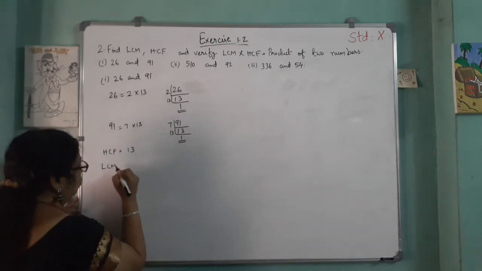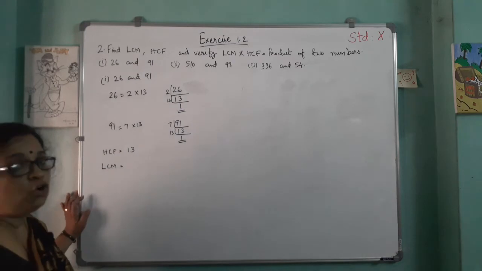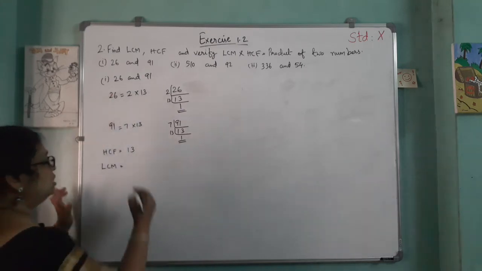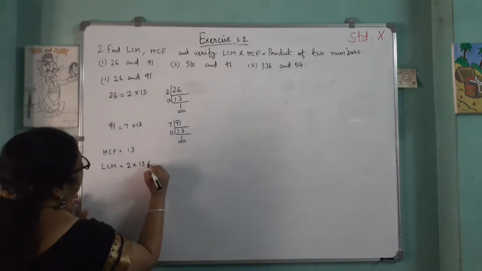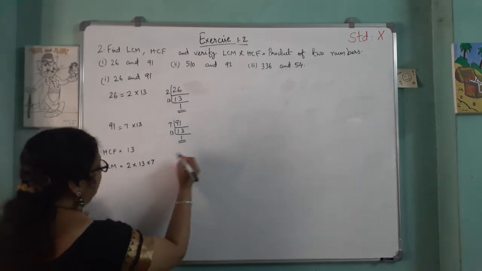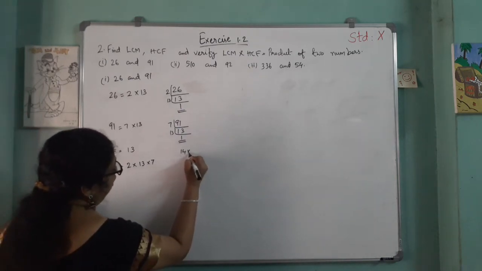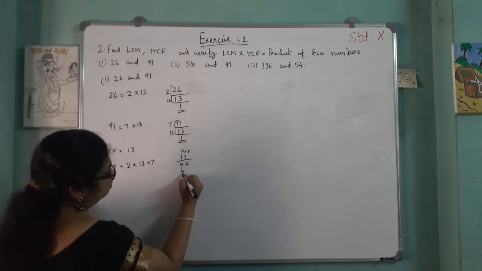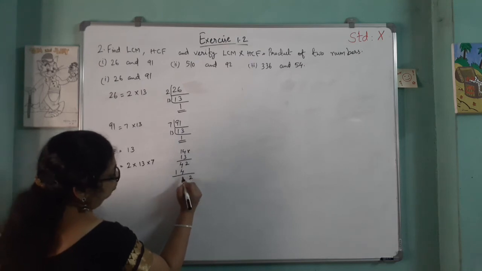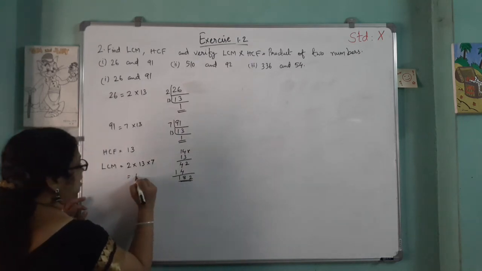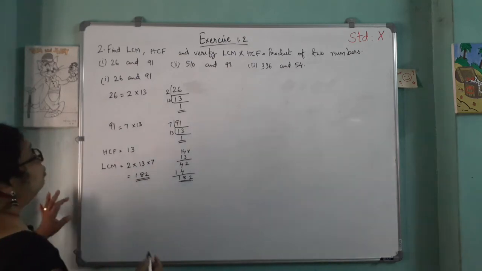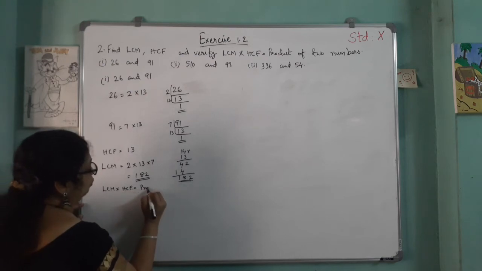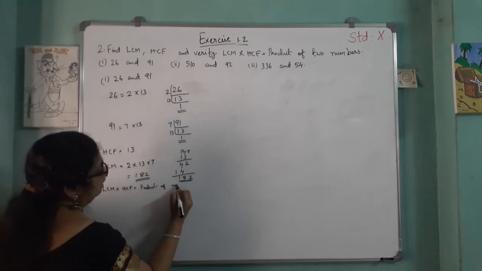Then LCM is equal to greatest power of each common factor in the included numbers. So here the greatest power of 2 is 2 and 13, 13 and 7. So we can multiply 13, 2 7s are 14. So 14 into 13, 3 4s are 12, 3 into 1 3 plus 1 4, 1 4s are 4, 1 1s are 1, adding 2 8 1. So LCM is 182.